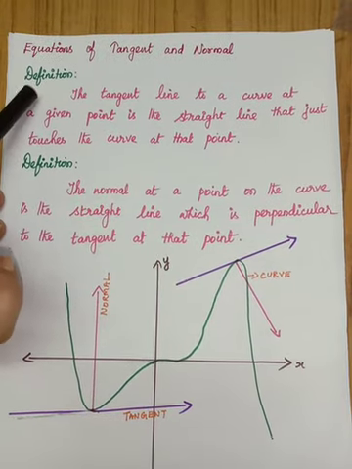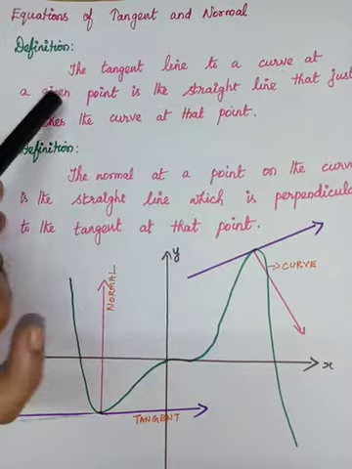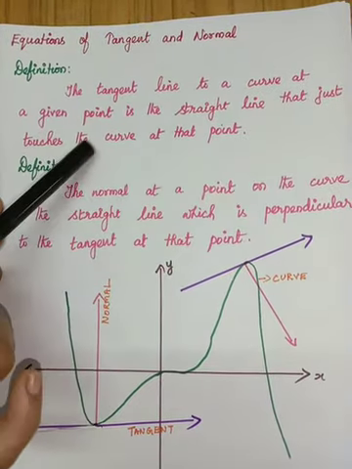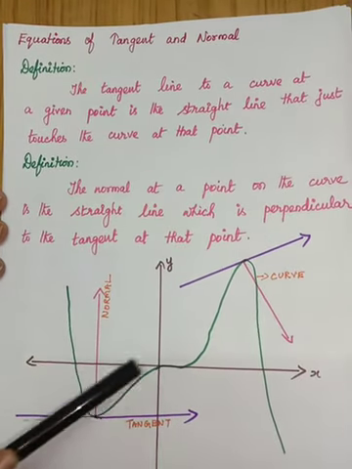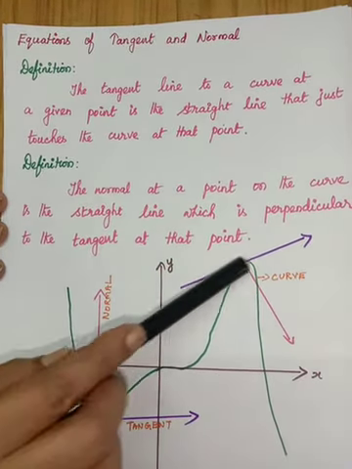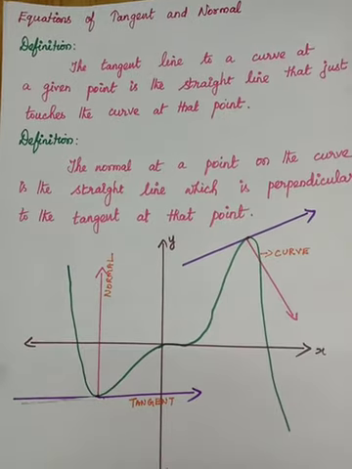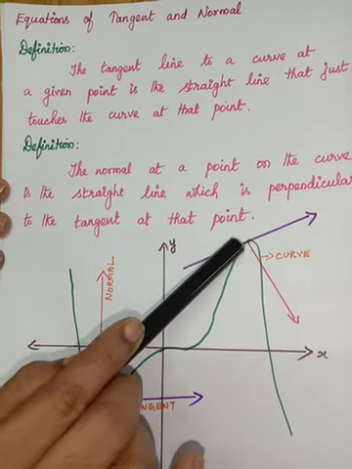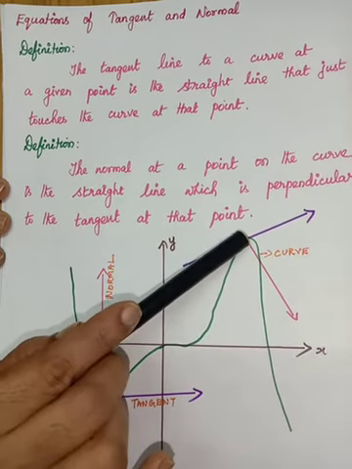See the definition. The tangent line to a curve at a given point is the straight line that just touches the curve at that point. See the curve. This is the curve, the green line. I have denoted a curve. See that the tangent, here I have drawn the tangent to the curve at this point.